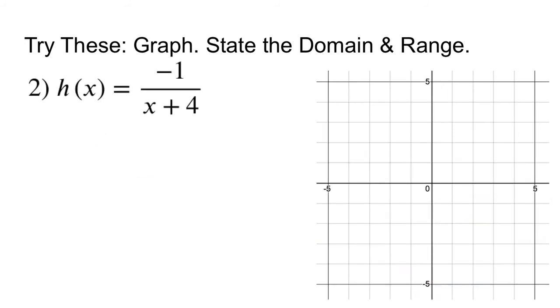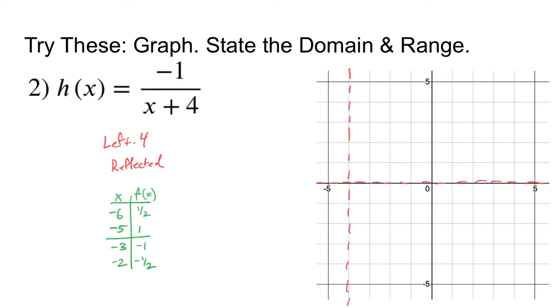H of x is equal to -1 over x plus 4. Okay, you should have seen that this moved to the left 4 units and was reflected. So what does that mean? Since I just moved to the left, that means that my horizontal asymptote is still here at 0. But I did move to the left 4 units, which means that I now have a vertical asymptote here at -4. I'll create a table of values for myself that'll look like this.